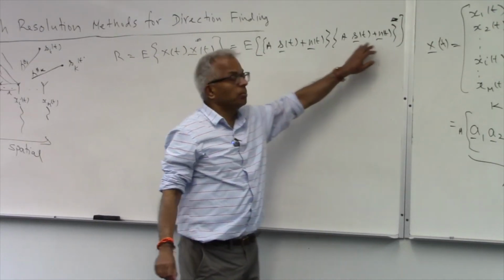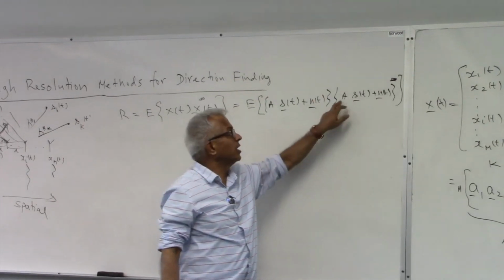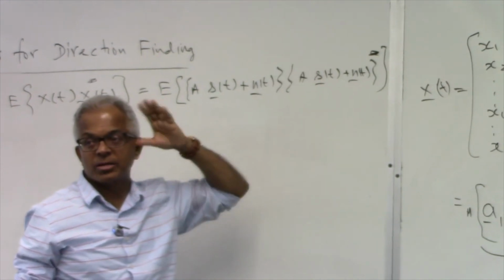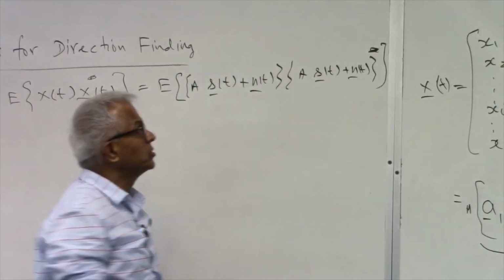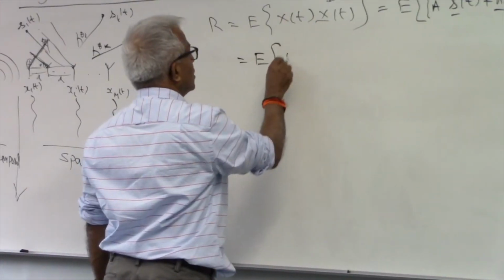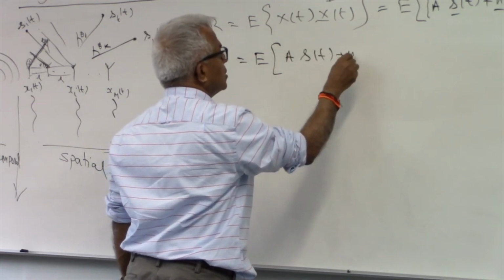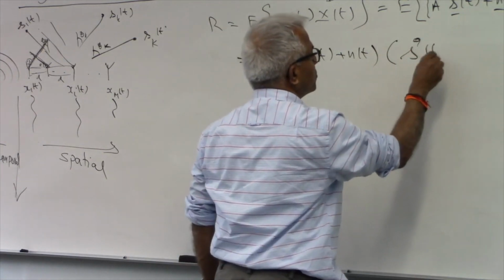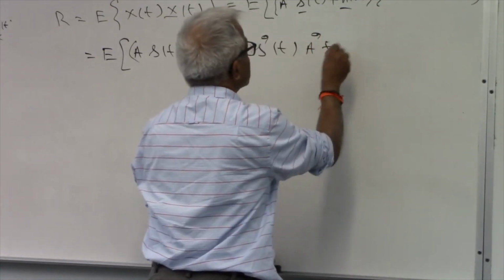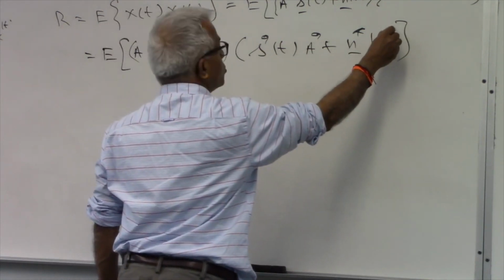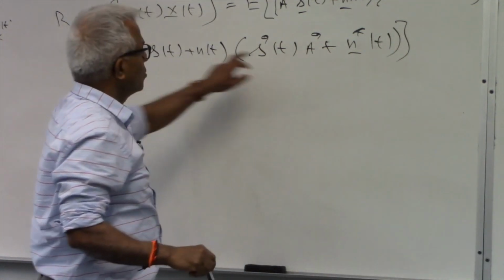So look at this. This is a matrix. What is this? It is AB, AB the whole transpose. What is the matrix relation? Anyone? B transpose, A transpose. So you get 4 terms, right? So you have the expected value of A S of t plus n of t, multiplied by the star of that, which is S star of t, A star, plus n star of t. And we'll make the usual assumption that signal and noise are uncorrelated.